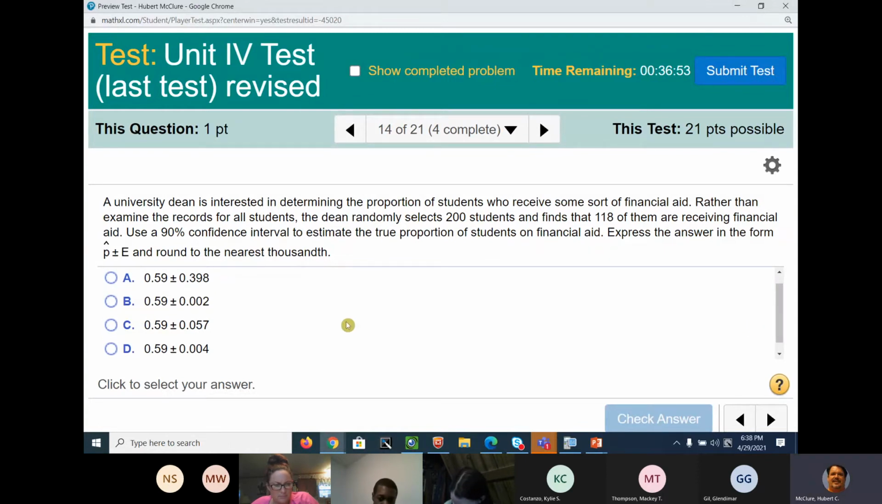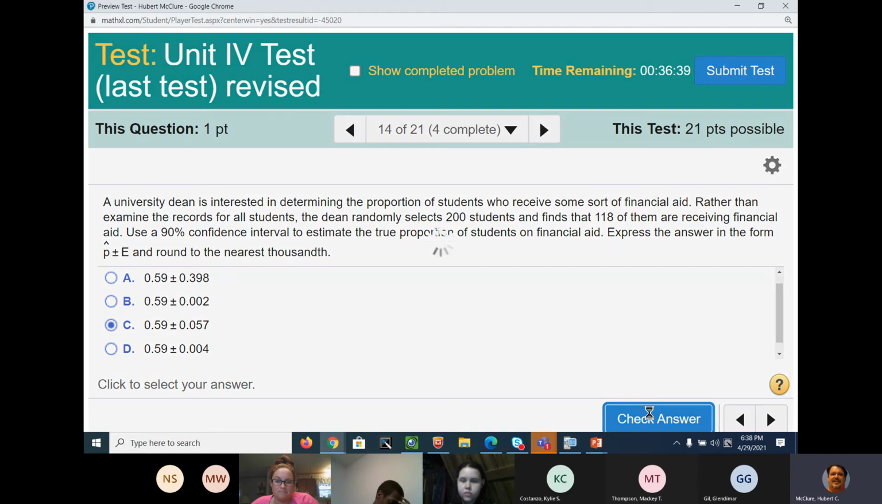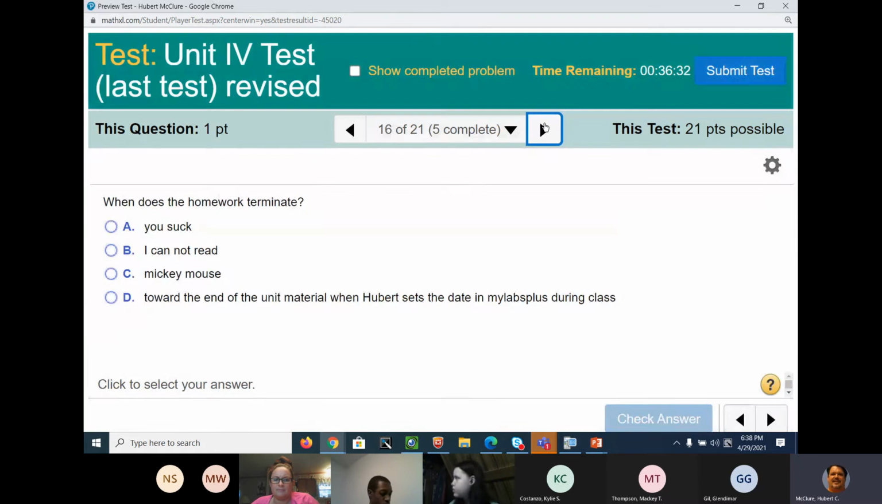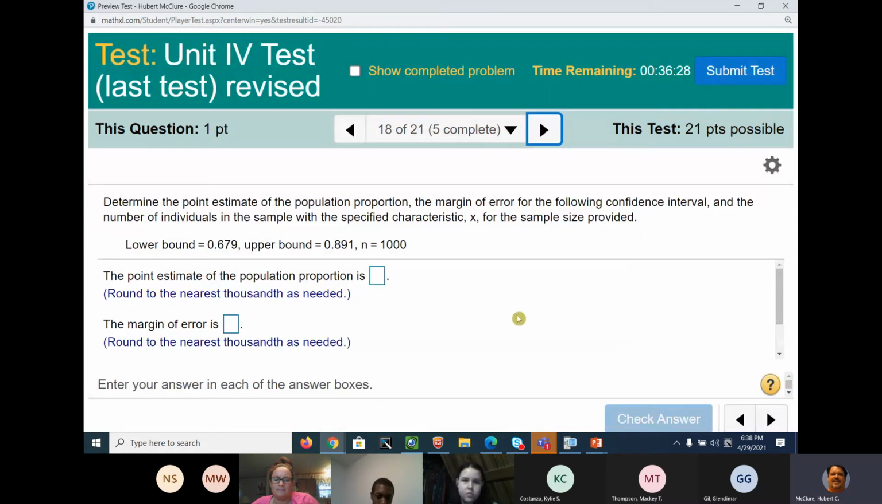Okay, we got 0.59 plus or minus. We're looking for 0.058. And there it is. Charlie, I'm sorry, 0.057. And everybody got that one right. 15. All right, there you go.